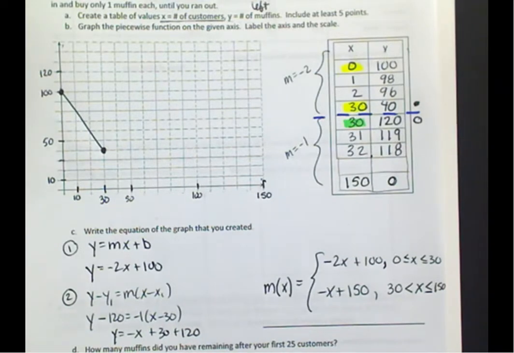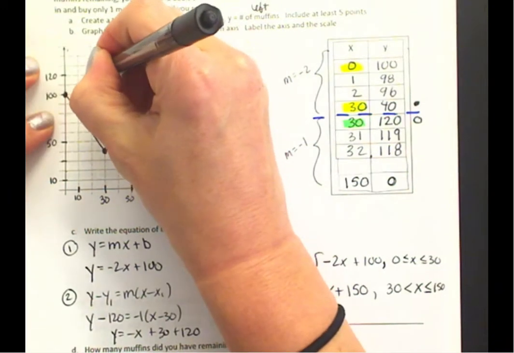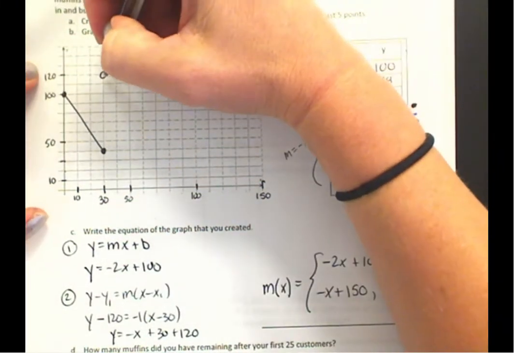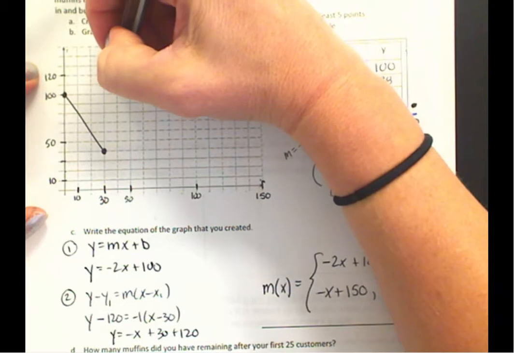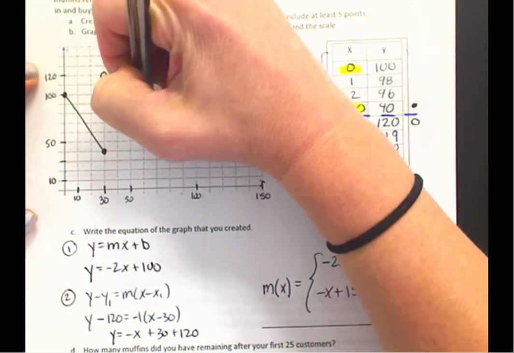Now, right as that 30th customer is paying and walking out, the next customer is coming up, but at the same time, I'm adding 80 muffins. So it goes up to 80 right after that 30th customer takes their muffins, with the -1 slope. Means if I go down 10, I go over 10. Down 10, over 10.